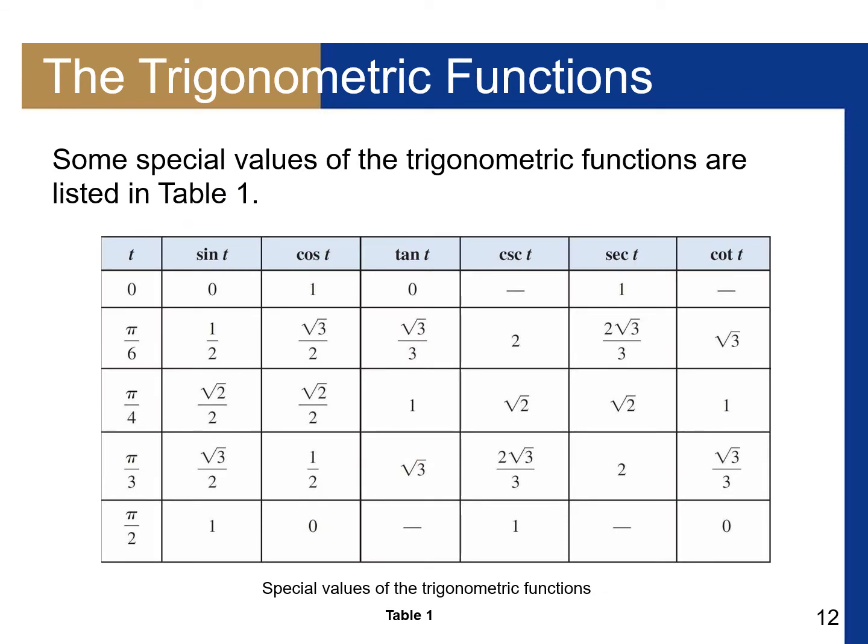So here is your table that you should definitely know. I think you will see this on a quiz coming very, very soon. So make sure you know these values. If you know your sine and your cosine, then you can figure out your tangent, cosecant, secant, and cotangent.